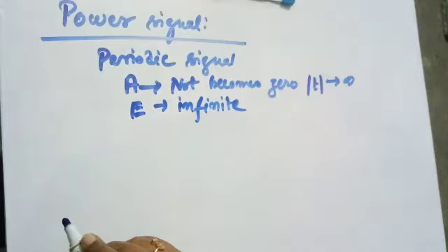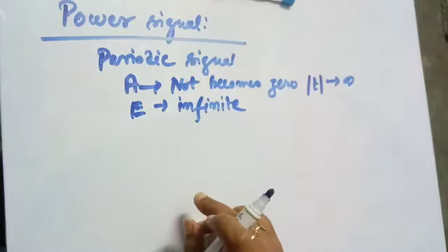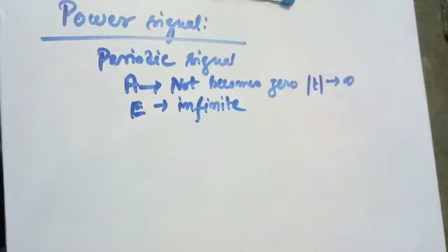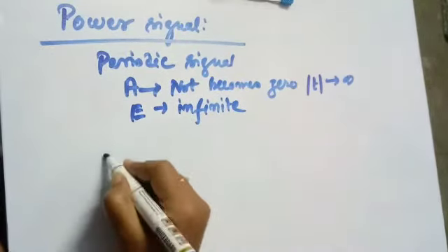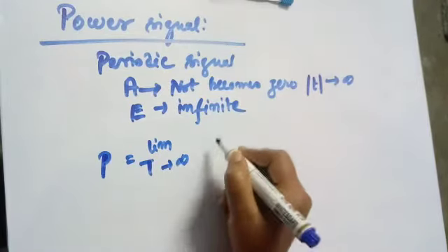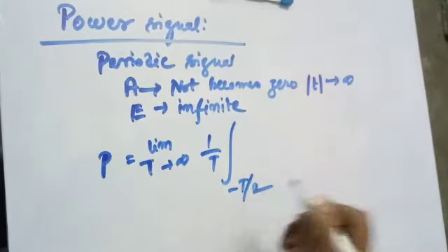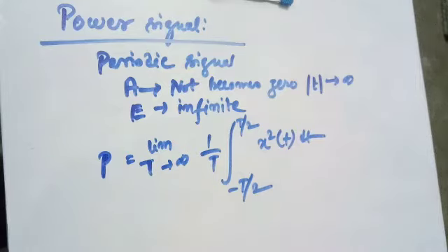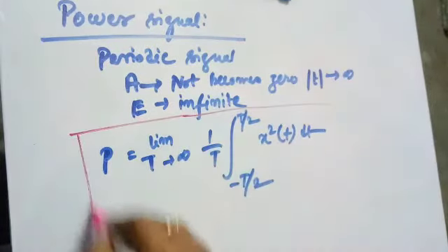If such a case is found for a signal, we define another parameter called average power. That means if a signal's energy cannot be measured, then we find its power, and the power is calculated as an average value, not the total power. So for a real signal, average power is calculated as P equals limit T tends to infinity, 1 by T, integral from minus T by 2 to T by 2 of x square t dt. This is the expression for a power signal.